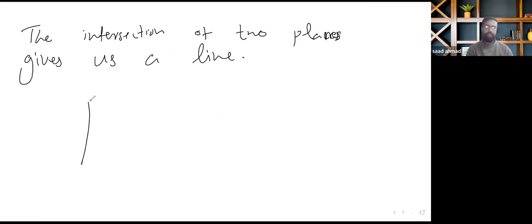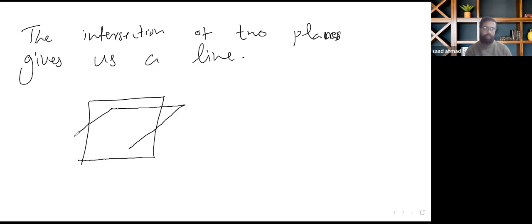Okay, let's say we have a plane. This is one of the planes, right? And I will just try to draw another plane. Let's say these are the two planes. This plane is M, this plane is N. Let's say they're intersecting here. This is the intersection of these two planes. So the intersection of two planes makes a line.